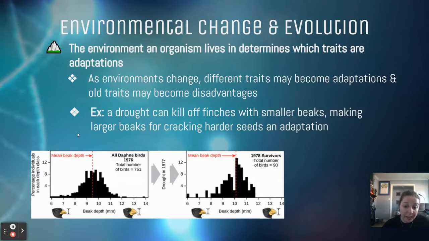Now, I understand that a difference of maybe 0.6, 0.7 millimeters may not seem like that large of a difference, but when you talk about that change happening in just 1 year, that is quite a big difference. Now, you can also see that the total number of birds went from 751 on the island to 90. So we had a huge bird die off because of that drought, because so many had these smaller beaks, they weren't able to survive.